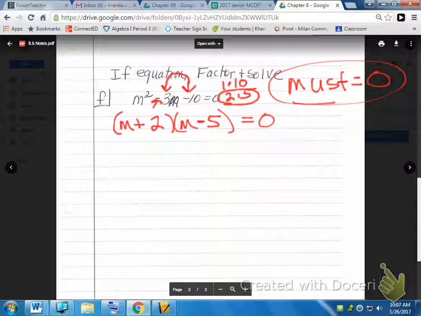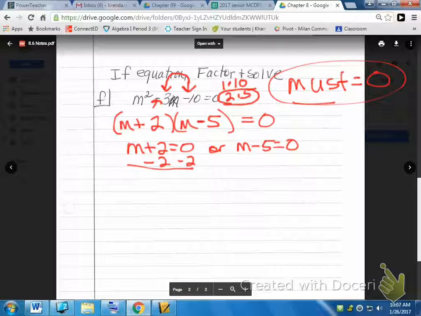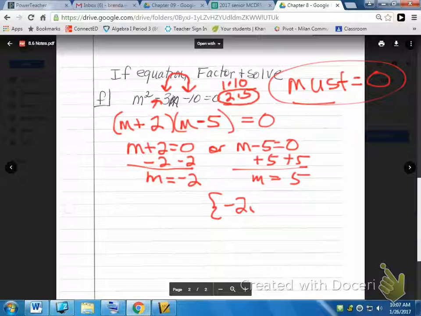It's got this quantity times this quantity equals 0. So you know what that tells me? It tells me either m plus 2 equals 0 or m minus 5 equals 0. One or the other. We don't know. So you solve them. This one you subtract 2, so either m is negative 2. This one you add 5, so m could maybe be 5. So my 2 answers are negative 2 and 5. What do you think?